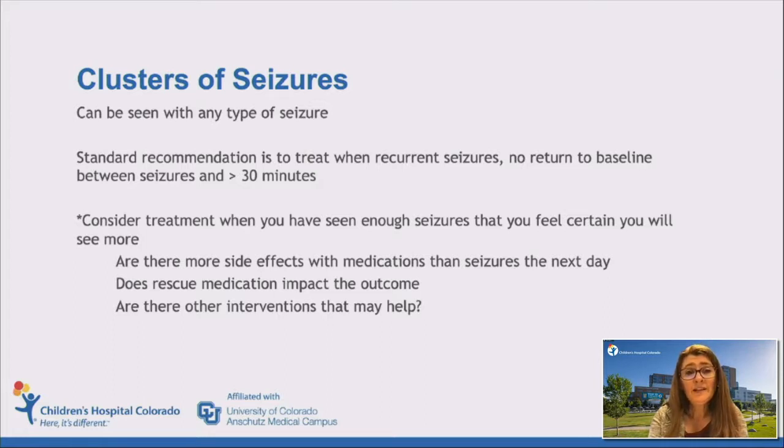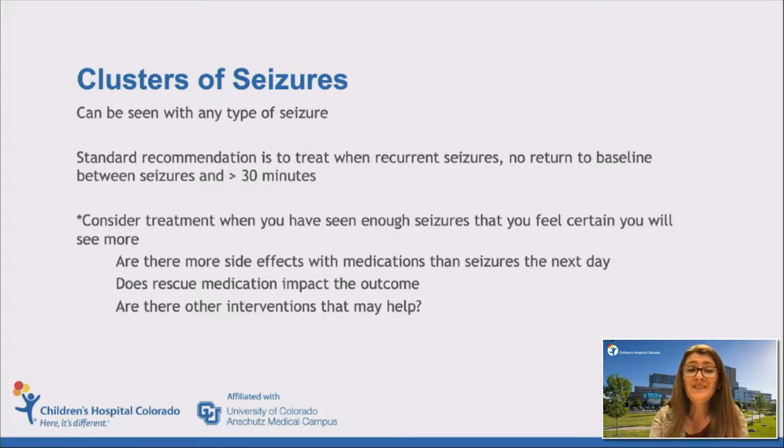The standard recommendation is to treat when we have recurrent seizures with no return to baseline between seizures and they've lasted greater than 30 minutes. And so that kind of gets us out of treating those myoclonic seizures. But one of the things that we see commonly in our older patients with Dravet syndrome are brief generalized tonic-clonic seizures or hemiclonic seizures in the middle of the night, that maybe only last 1 to 2 minutes per seizure, or sometimes even as short as 30 seconds per seizure, but can occur in clusters such that somebody may see 20 or 30 seizures throughout the night.